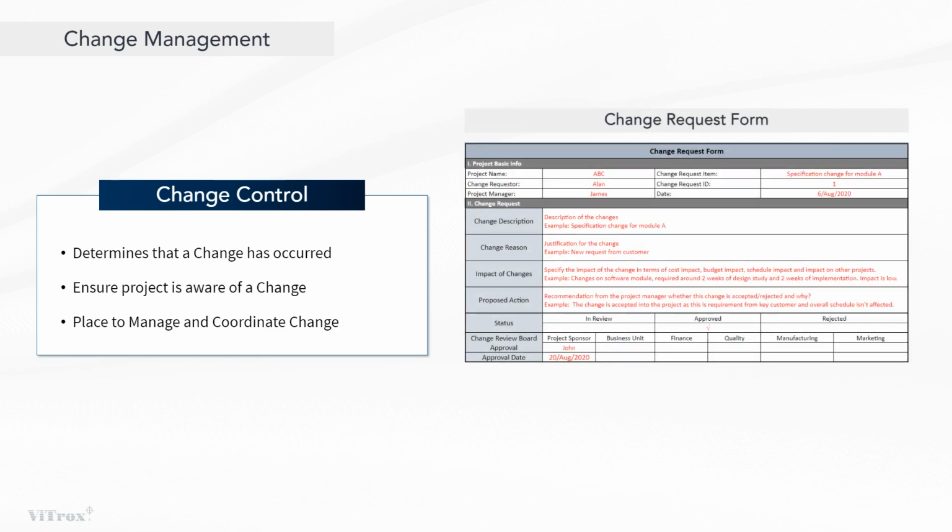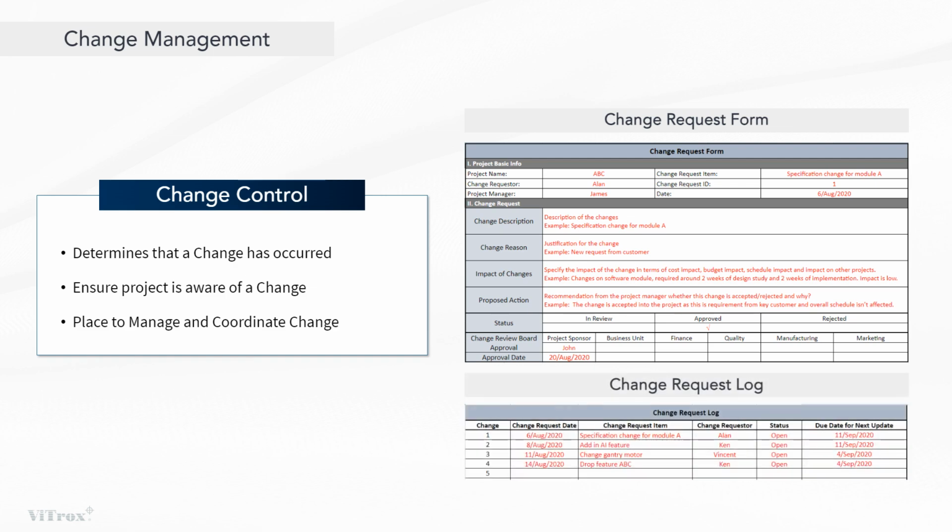Here you can see an example of a change request form, which project teams would usually fill up when there is a change. A change request form is a formal document used to submit proposed changes to the project scope, schedule, budget, or any other aspect of the project. It helps to capture necessary details about the change and provides essential information to the project sponsor or stakeholders to assess its impact on the project.